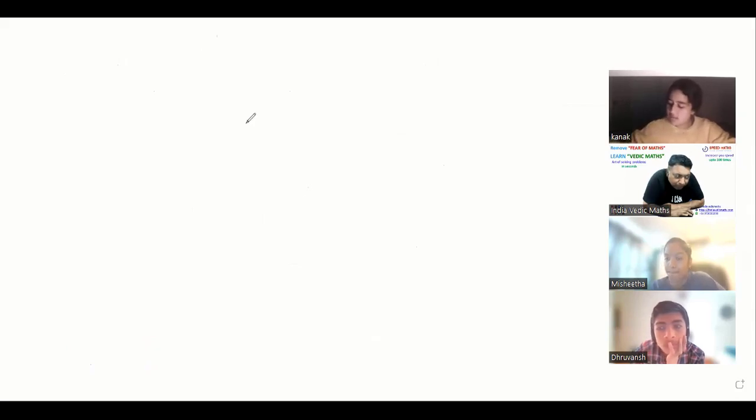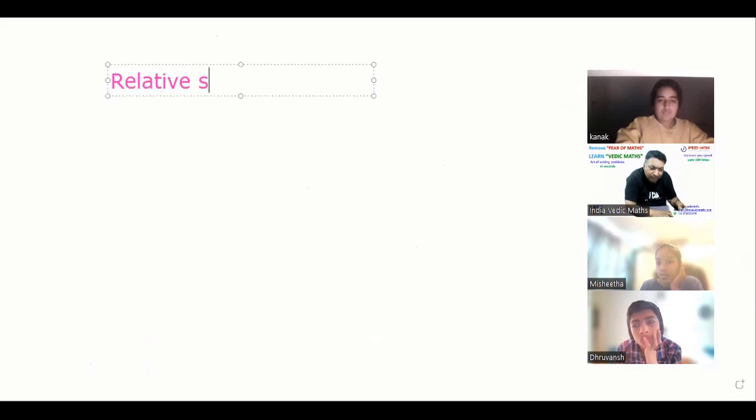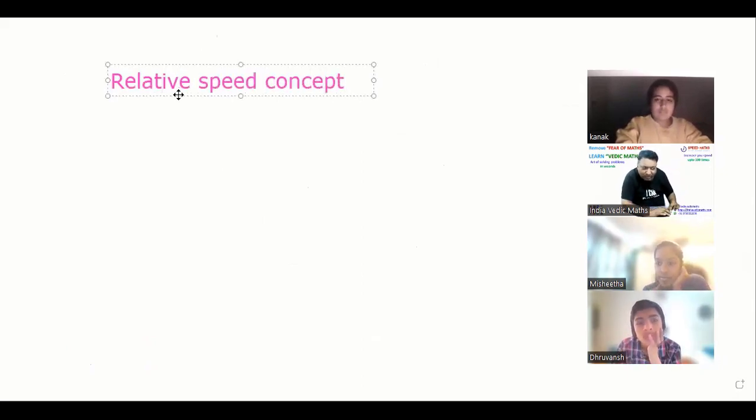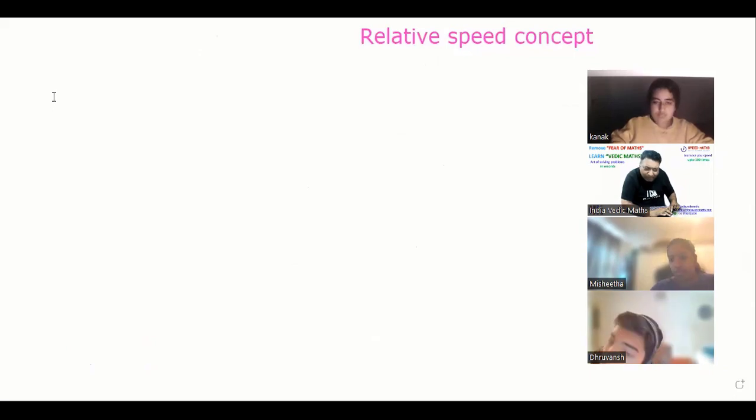Like the time at which 2 objects meet. When 2 objects meet? Yeah. Are you saying the speed, distance, time? Yeah. Okay, relative speed concept, right? This is what you're telling, Kanak, right? So I'll tell you what happens. Okay, guys, we'll take 5 more minutes. Tomorrow we'll continue on this more, Kanak.